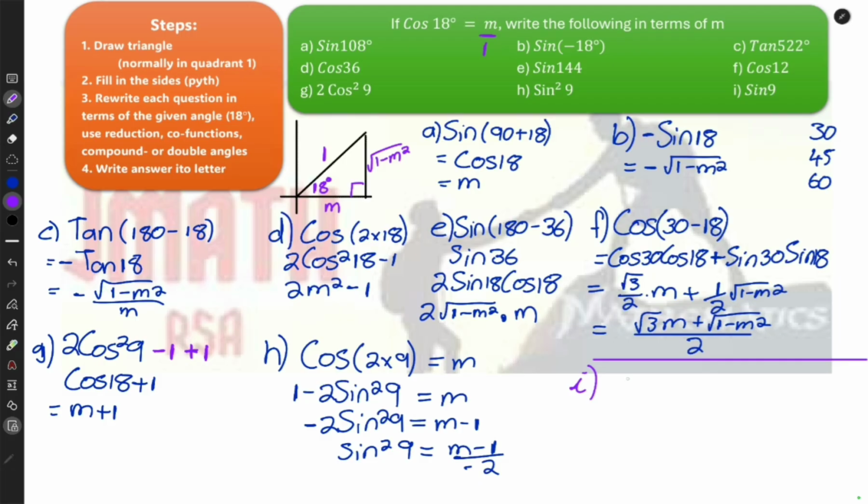So I already proved that sine squared of 9 is equal to (m minus 1) over -2, and therefore I just need to square root both sides. So this is actually a very easy question if they asked you the previous ones already. So the answer to this question is then this (m minus 1) over -2, the square root of that.